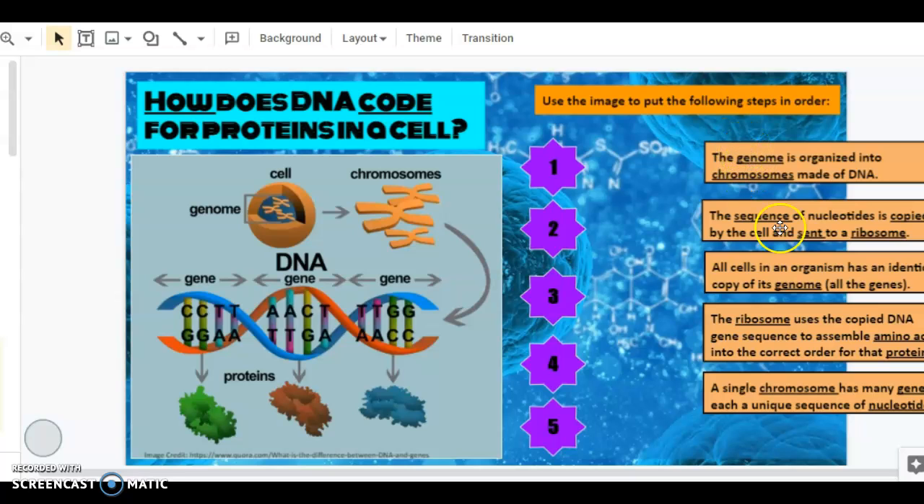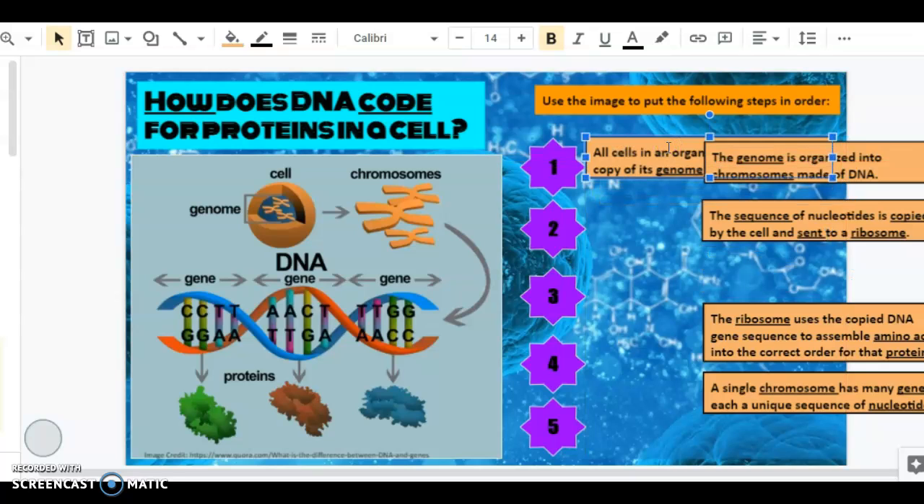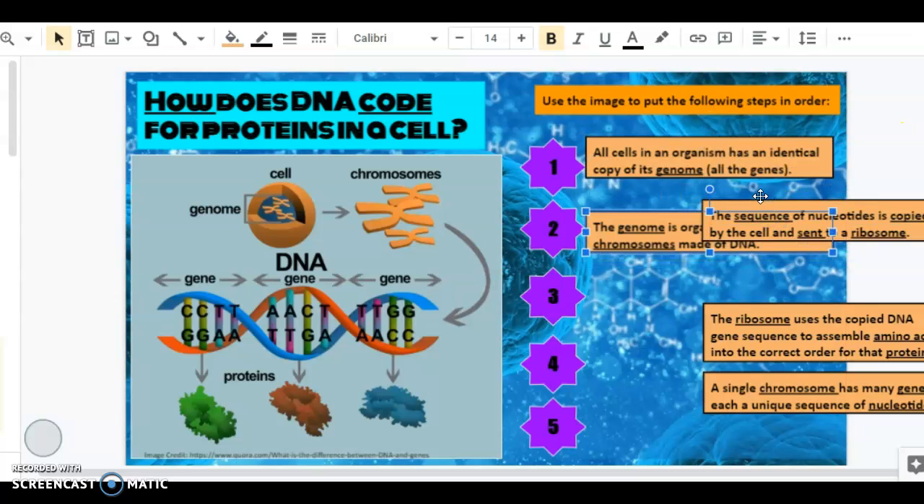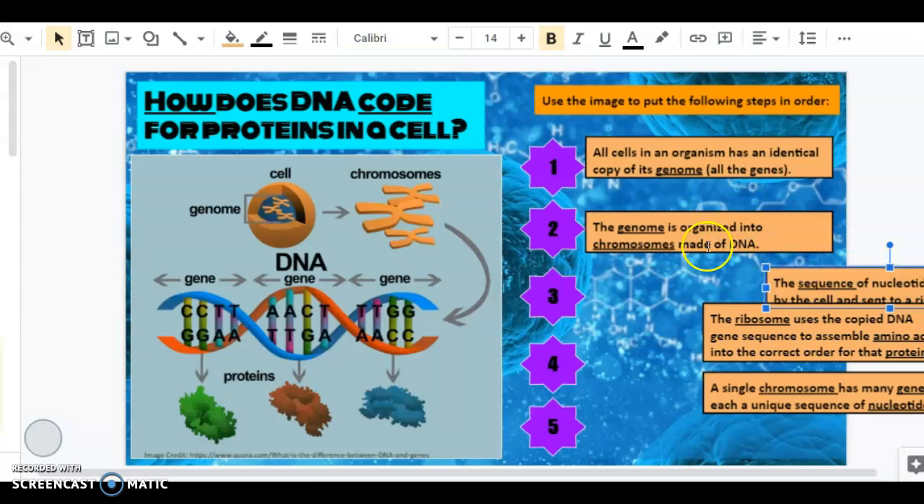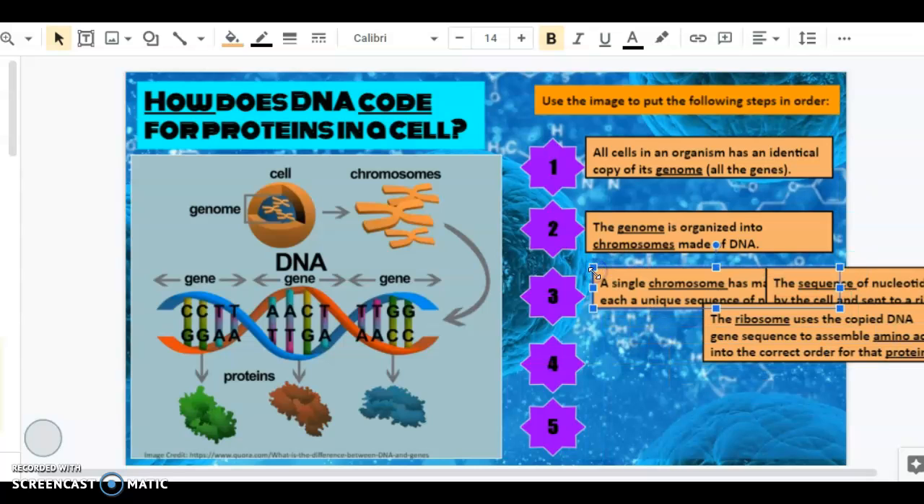So we're going to start with all of the cells in an organism have identical copies of the genome, all the genes. That genome is organized into chromosomes made of DNA. So the genome is bigger than the chromosomes. As we saw over here, the genome is all the chromosomes, and then the chromosomes come next. These chromosomes, a single one, has many genes.